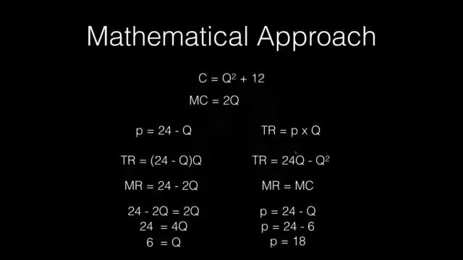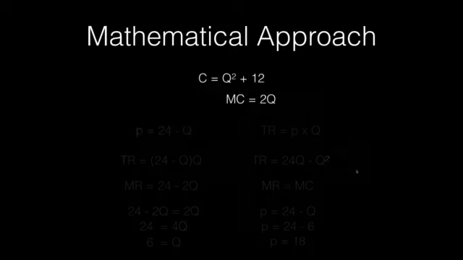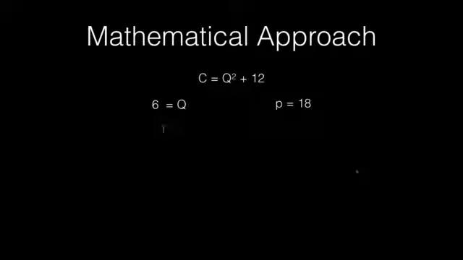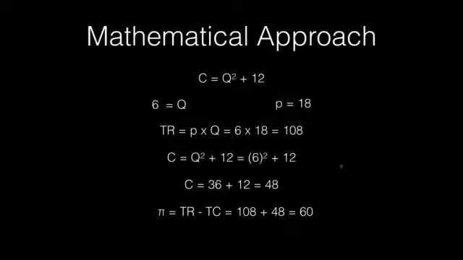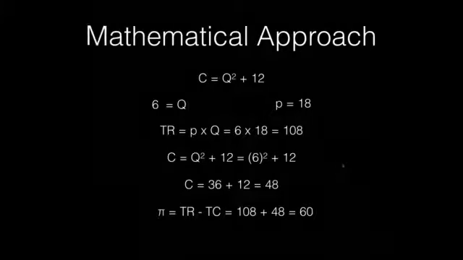So to get total revenue, I just multiply P times Q. 6 times 18 gives me a total revenue of 108. My output is equal to 6. I can place 6 into the cost function. So I have 6 squared plus 12. So it's 36 plus 12 is equal to 48. So I could take total revenue and subtract total cost from that, 108 minus 48. And the profits of this firm are going to be equal to 60.